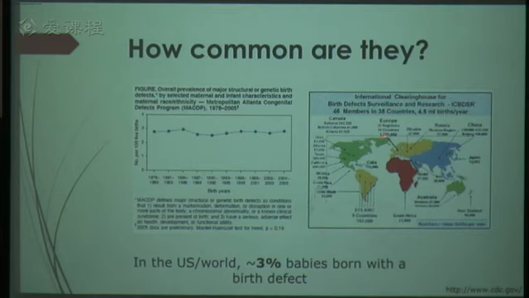For example, that year, there were 4.5 million birth defects, which is around 3% of the world population that were born at that time. So, in one word, I think it's quite common, 3%, if you consider that number.